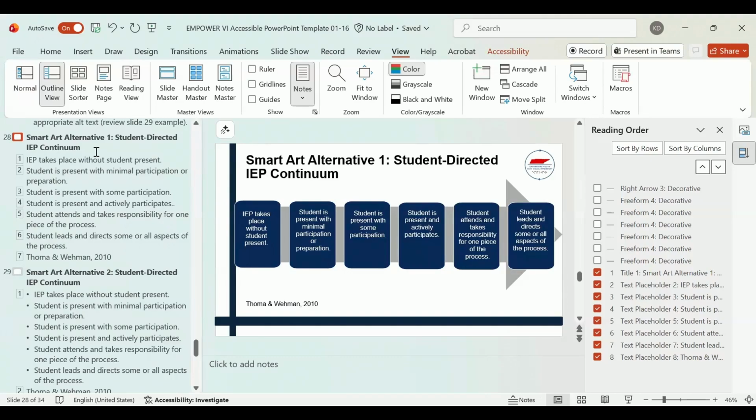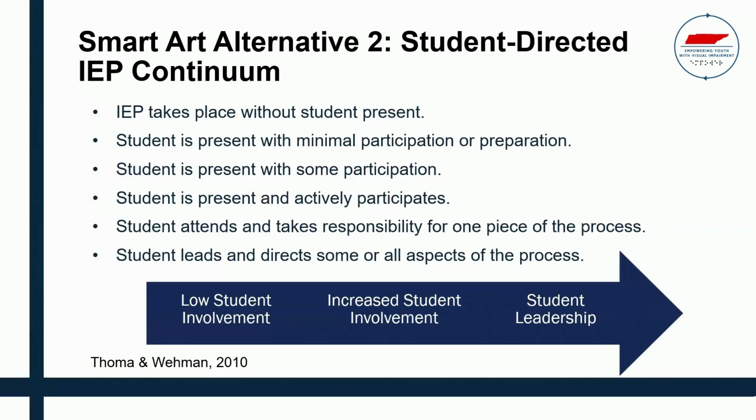Let's look at another example of an alternative to SmartArt. In this example, SmartArt alternative number 2, student-directed IEP continuum, instead of adding all of the important content on this slide into content text placeholders, I added all the information into one content text placeholder within a bulleted list, and then as a complement to the content that I have included in this slide, I created a SmartArt illustration.